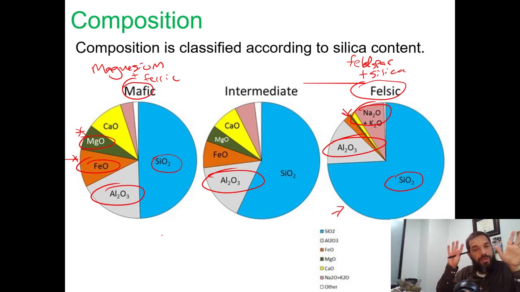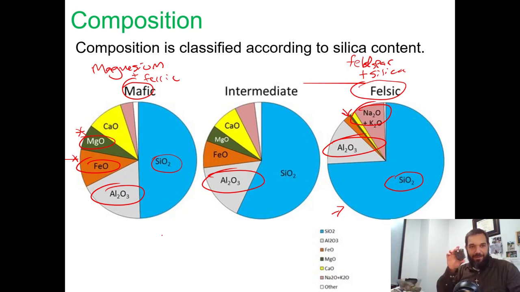Now, in between the two end members, felsic and mafic, there's another one called intermediate, right? And that's a nice term. I like intermediate because it's easy to remember. It's in the middle. It's intermediate between the two end members. So you'll notice that it's got a little of everything, right? It's got a little silica, a little magnesium, a little iron, a little sodium and potassium and aluminum and calcium, okay? It's got a little of everything. So anyway, that's the intermediate rocks, okay?